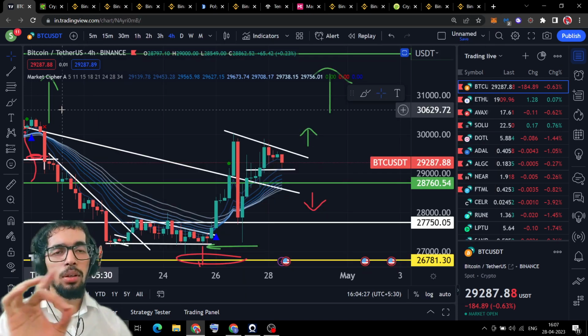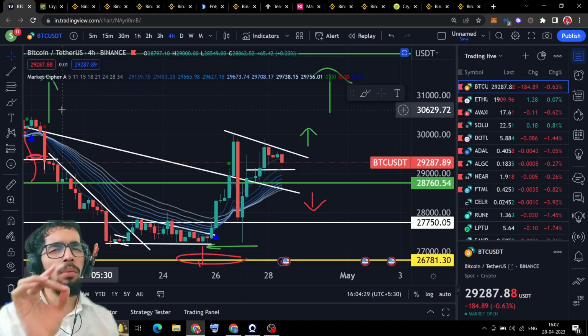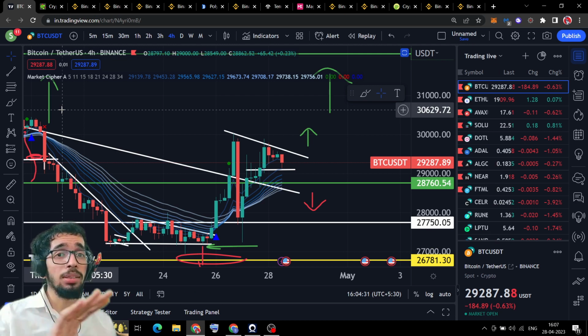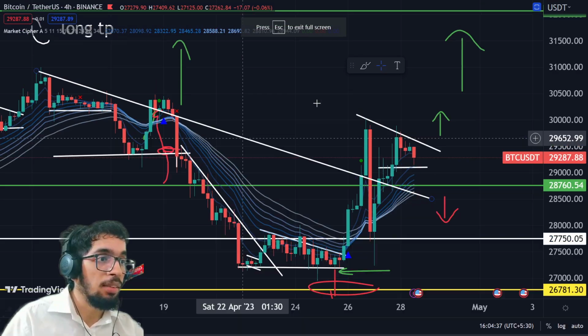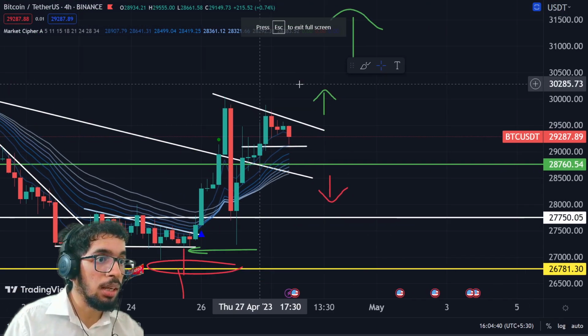Okay, so in this video, let's talk about whether it's a bull trap and from which support it needs to bounce that it's more probably going to go up. Okay, so let's check on that. First, let's go straight to the BTC chart, where I am right now. This is the BTC chart on the 4 hour.